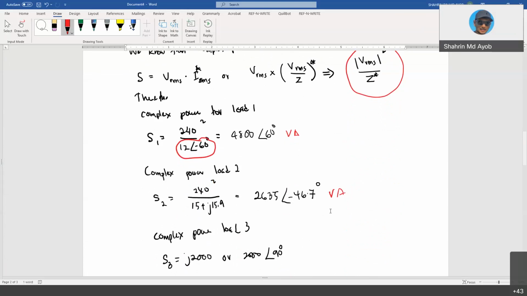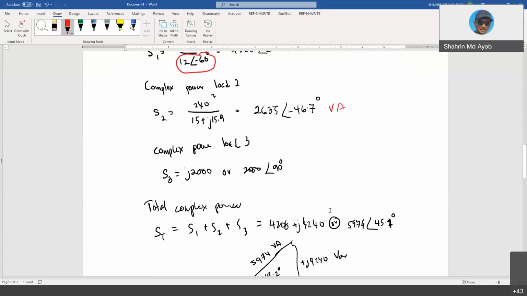While for the complex power of load number 3, since it only consumes 2000 var, I can just use that information. My complex power is j2000, or in other words 2000 with an angle of 90 degrees VA. So this one, no problem. Complex power for load number 3, because it only consumes Q, there is no P.